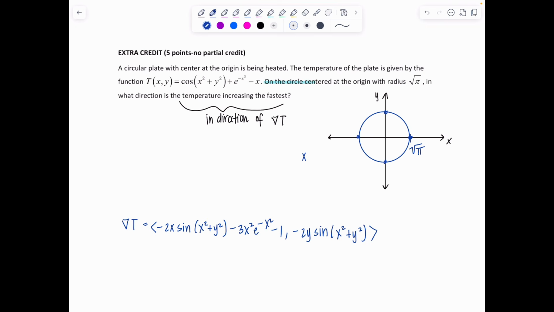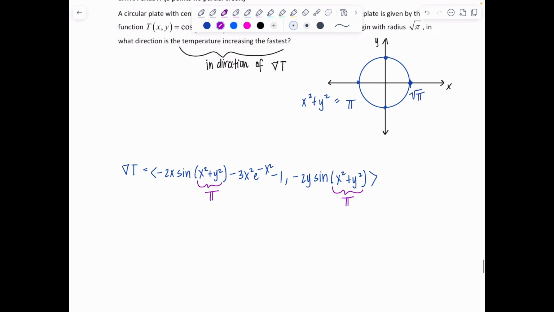Okay. Now, any point that lies on this circle satisfies the equation of the circle. And if it's centered at the origin and it has radius root pi, the equation of the circle is x squared plus y squared equals pi. So any point on this circle, any (x, y), will satisfy this relationship. That means I can come through and replace x squared plus y squared with pi. And in both cases, I have sine of pi. Sine of pi is 0.